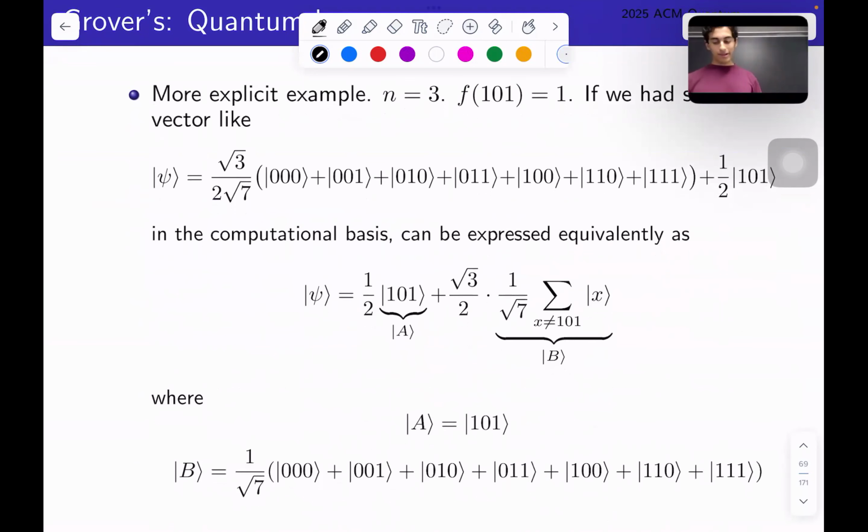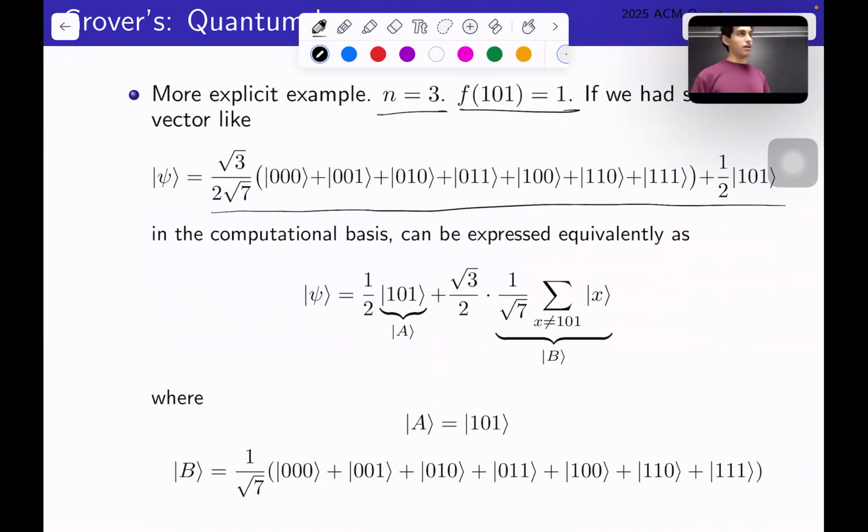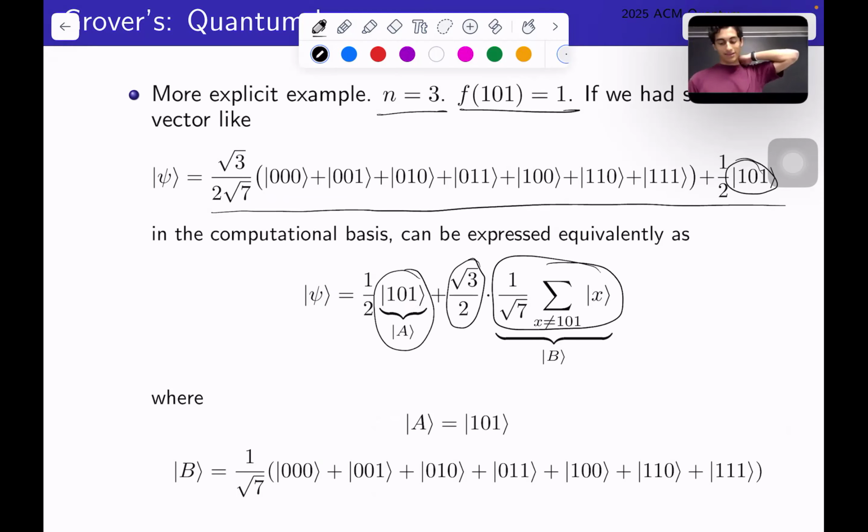Same example as last time, n equals 3, and the secret string is 101. If we have some random vector, I just made this up, that's a combination of the 8 basis states, then we can equivalently express that as 1/2 times the A basis vector, which is right here, and then with this coefficient, √3/2 times the second basis vector, B. That contains all these terms. So it's just a different expression of the same vector in a different basis.